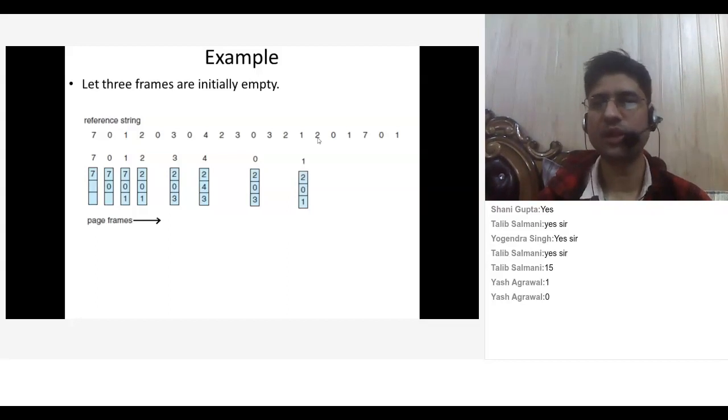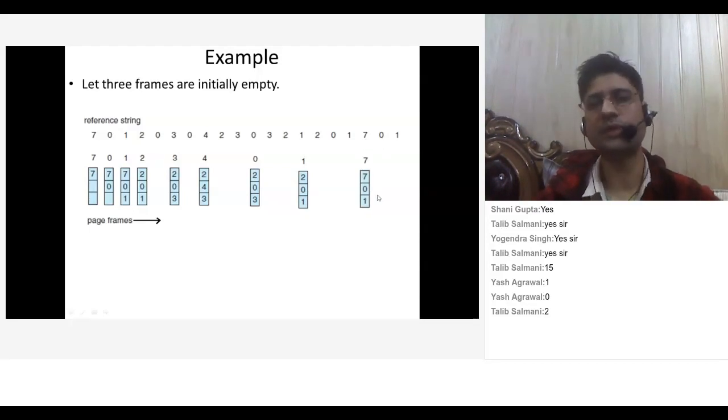So 201. Now we are getting a page hit for 2, page hit for 0, and page hit for 1 also, right? Yes, sir. Now we are getting a page fault for 7. Which page will be replaced? 2, because 0 and 1 will be called in the near future. So now you can see page hit for 0 and page hit for 1.